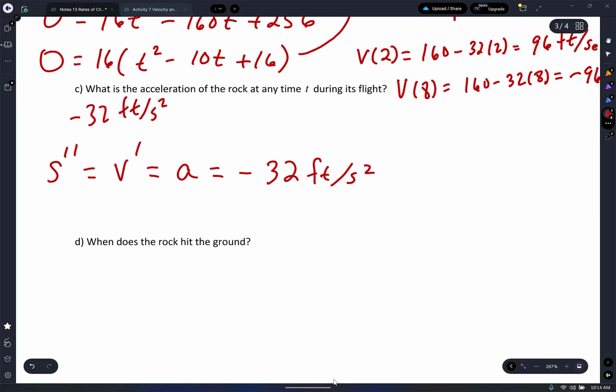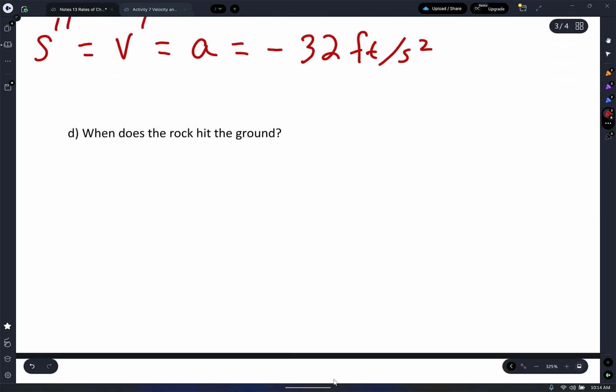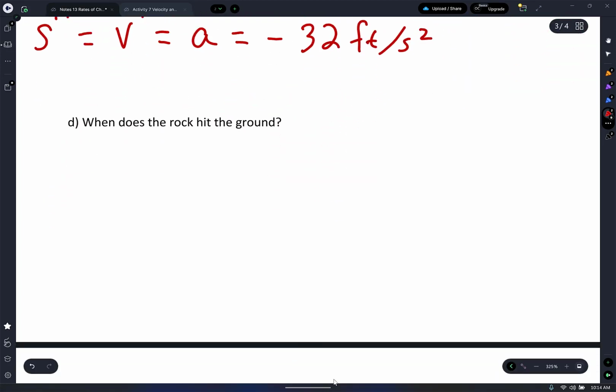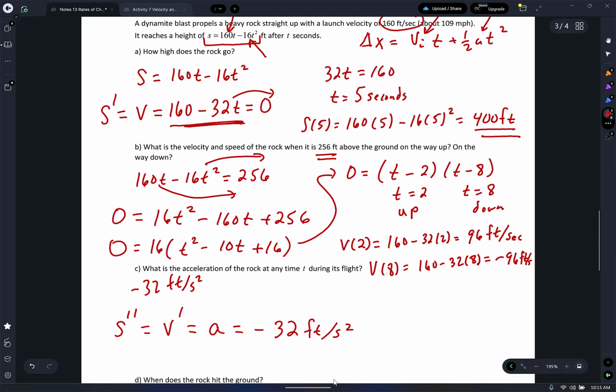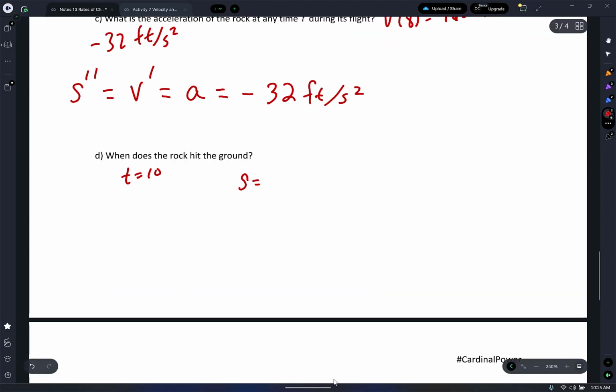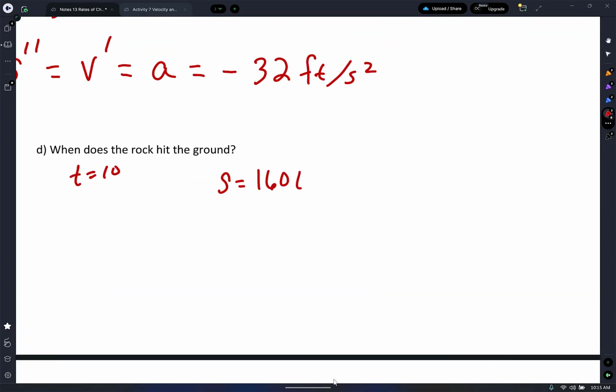Okay. All right, you guys already answered this question, but you just don't know that you answered it. It says, when does the rock hit the ground? And 10 seconds. Now, let's prove it, though. I'm going to prove it with my position equation. So my position equation was 160t minus 16t squared. So let me zoom in. Did I do it correctly? I'm going to set this equal to 0 because my position at the ground is 0.